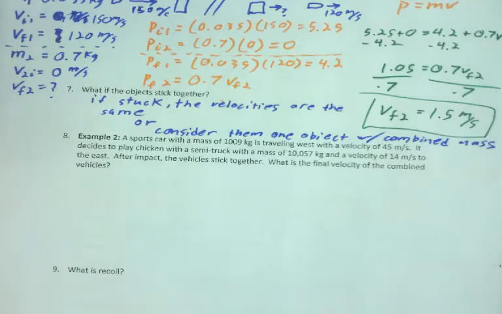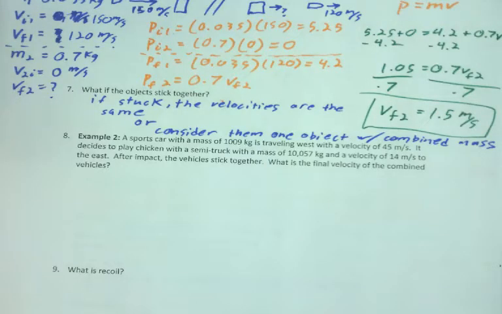A sports car with a mass of 1,009 kilograms is traveling west with a velocity of 45 meters per second. It decides to play chicken with a semi-truck with a mass of 10,057 kilograms and a velocity of 14 meters per second to the east. After impact, the vehicles stick together. What is the final velocity of the combined vehicles?